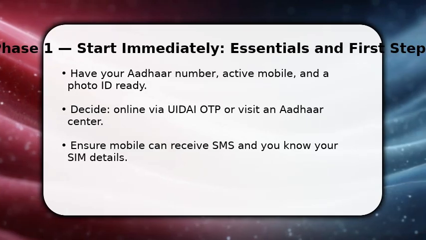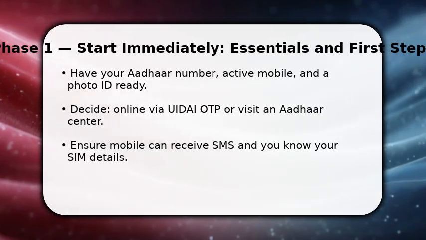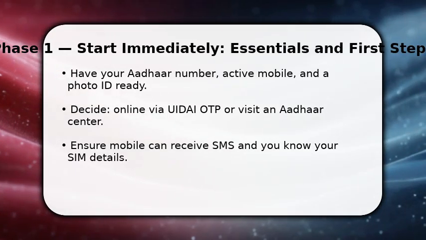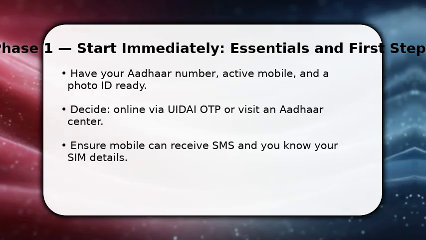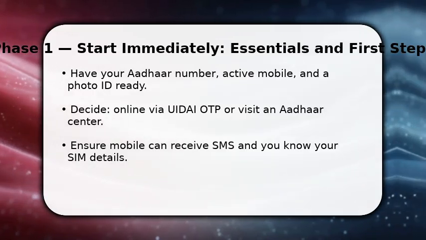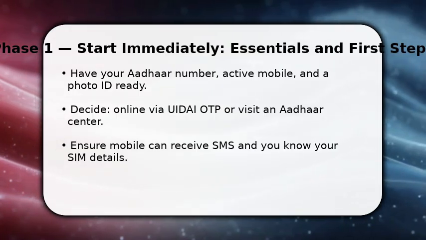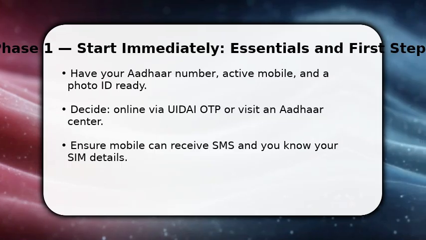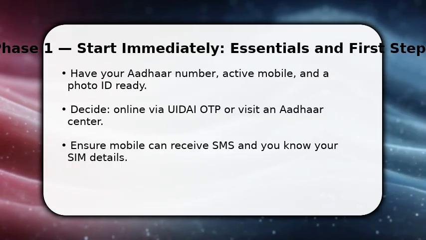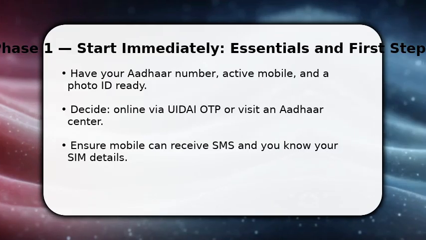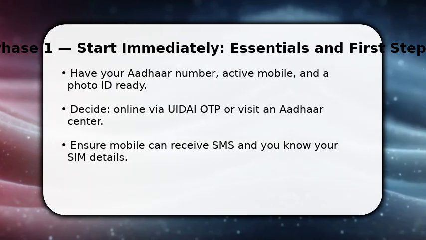Enjoy the video. You begin by confirming prerequisites: your 12-digit Aadhaar, the mobile to be linked, and ID proof if you go offline. Once ready, choose the online OTP method for speed, or prepare to visit an Aadhaar center when biometrics are needed. Make sure your SIM is active and can receive international standard SMS. Otherwise, you will not get the OTP.